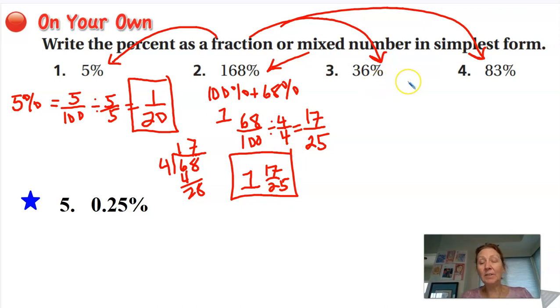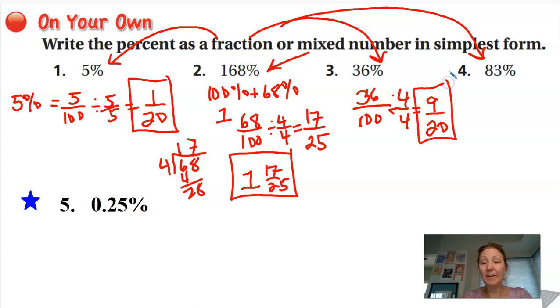The next fraction is 36%. Oh, remember you are pausing this and trying these on your own and then checking your work. All right, fraction less than 1. We've got 36 over 100. Those are both divisible by 4. Divide by 4 over 4. I get 9/20. That can't be simplified anymore.